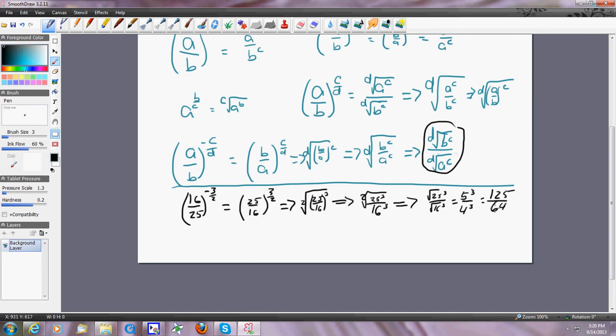So 5 cubed is 125, and 4 cubed is 64. And that's it. You could continue on, make it into a mixed number, but I'm not really interested in that. But if you take this value, you type that into your calculator, 16/25 to the negative 3/2, and you take this value, you say 125 divided by 64, you'll get the same answer.